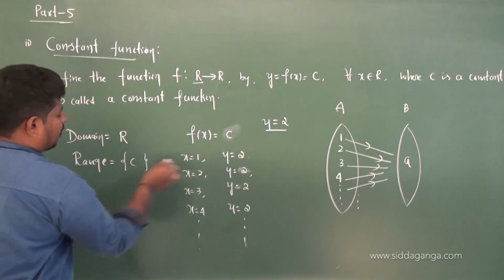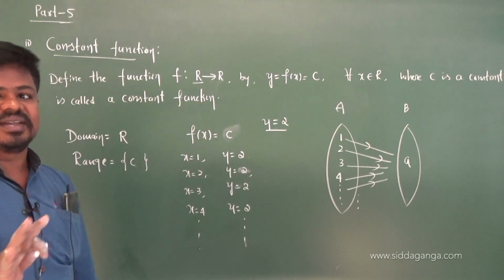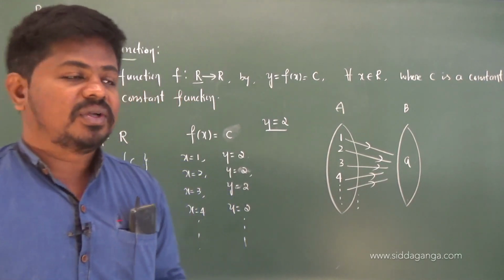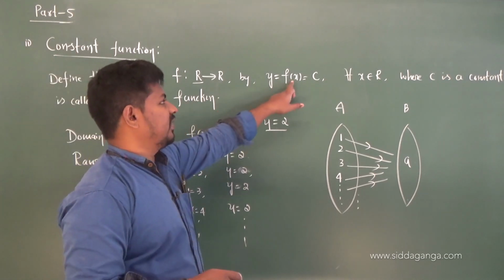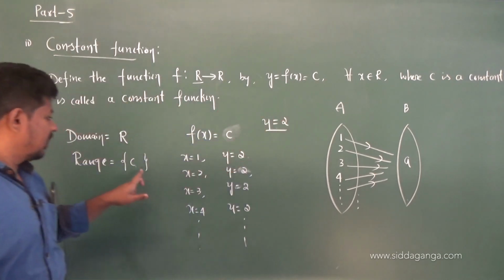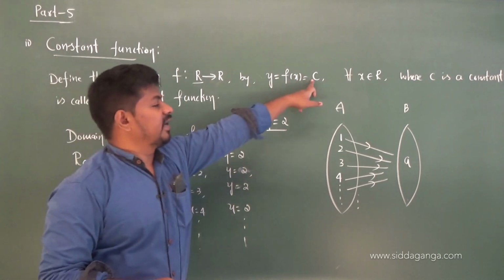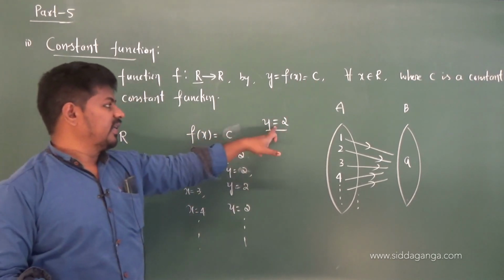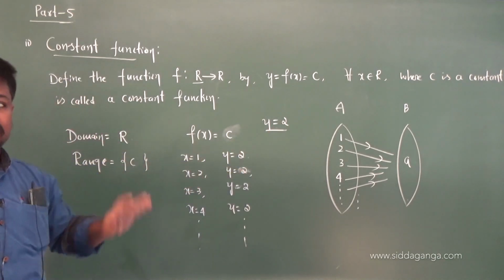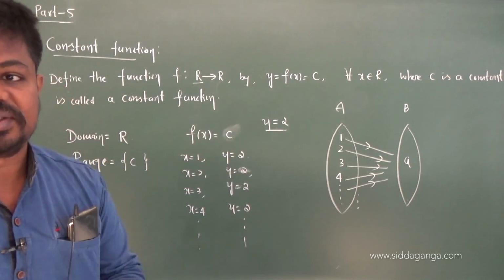If you have 2, you write 2. If you have 3, you write the set contains 3 as the range. So if you write a definition like this, y is equal to f of x is equal to c, you write range contains c. If you write some constant k, you write k here. In this example, y is equal to 2, you write 2 here. Okay. This is about constant function.